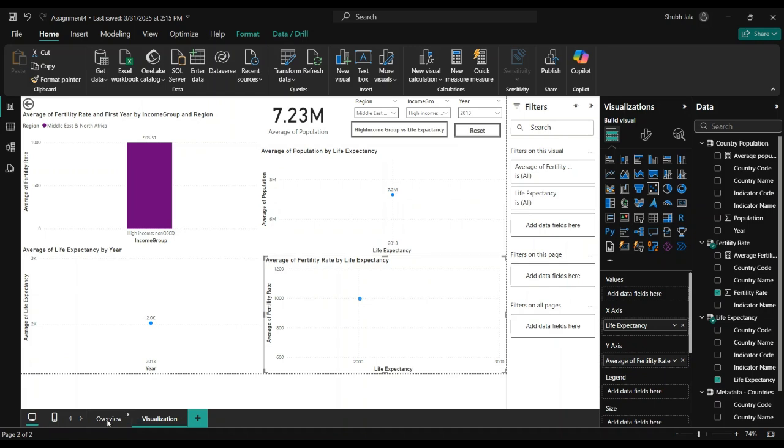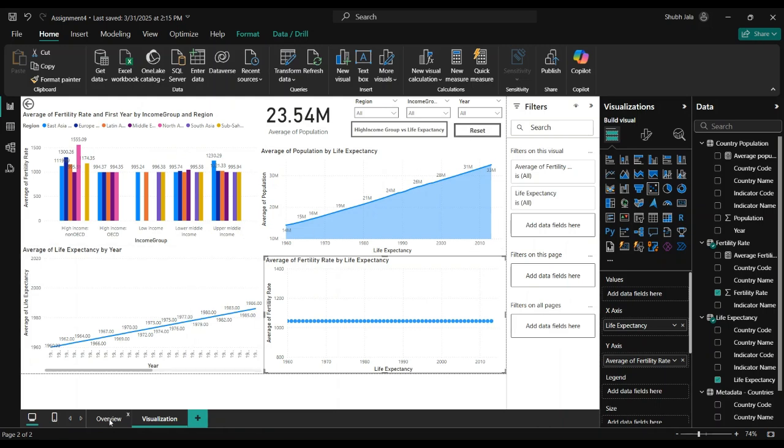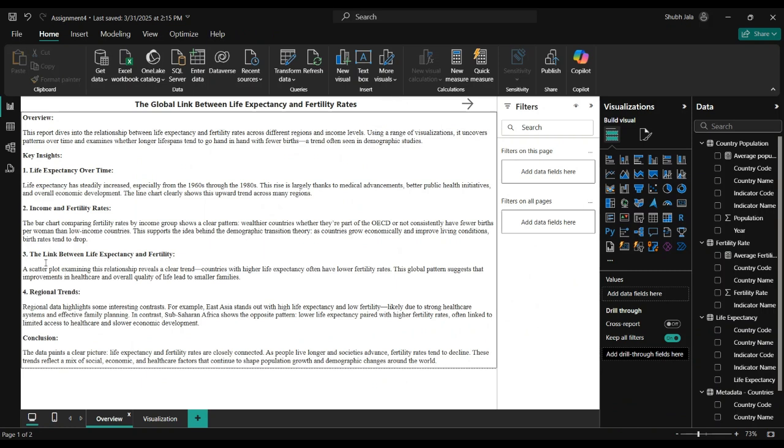So this is my dashboard, and here is the reset bookmark, so we can come back to the original dashboard. This dashboard shows us life expectancy over time, which has steadily increased, especially from the 1960s to the 1980s. The rise is largely thanks to medical advancement, better public health initiatives, and overall economic development. The second is income and fertility rate. The bar chart comparing fertility rate by income group shows a clear pattern. Wealthier countries, whether they are part of the OECD or not, have fewer births per woman than low income countries.